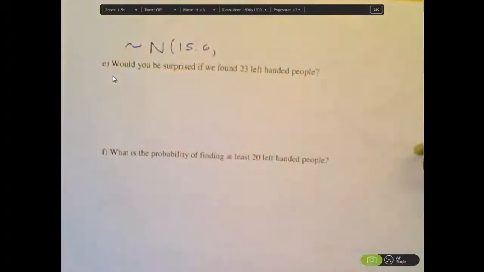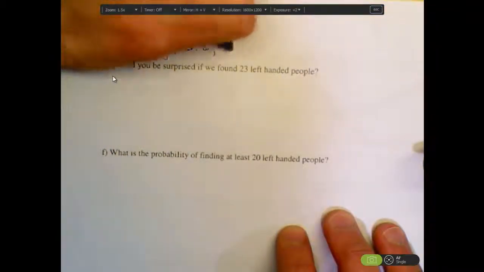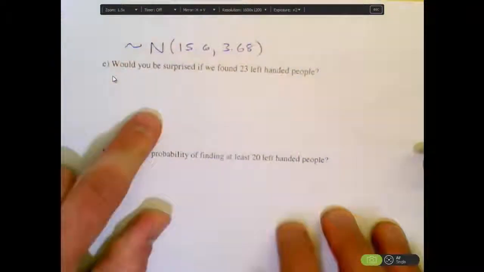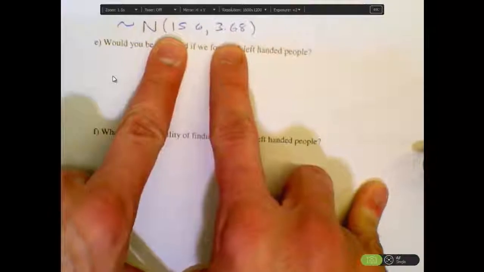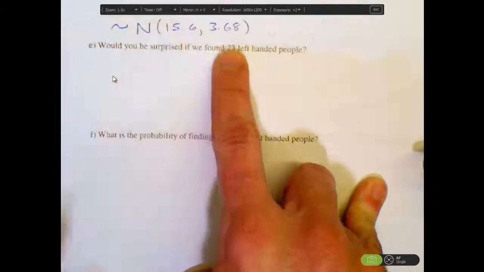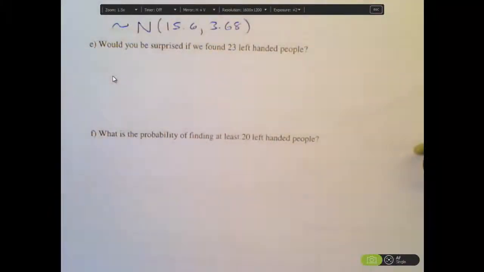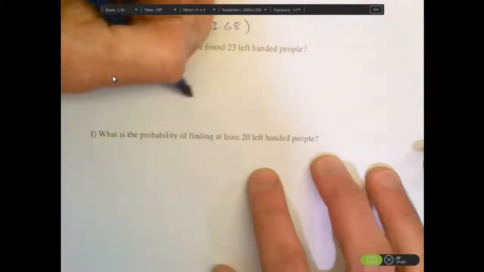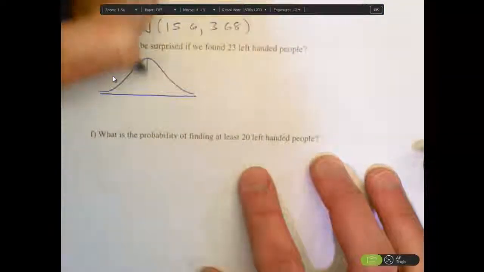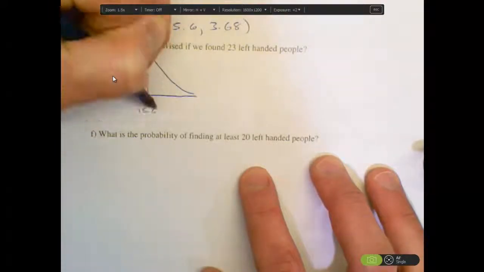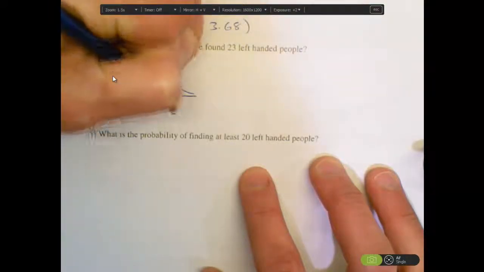And our standard deviation, let me double check that, was 3.68. Now, I can only use this if that success-failure condition is met, and it was. So now I'm going to use the normal model as an approximation for the binomial probability model. So I have a normal model with a mean of 15.6 and a statistic now of 23.